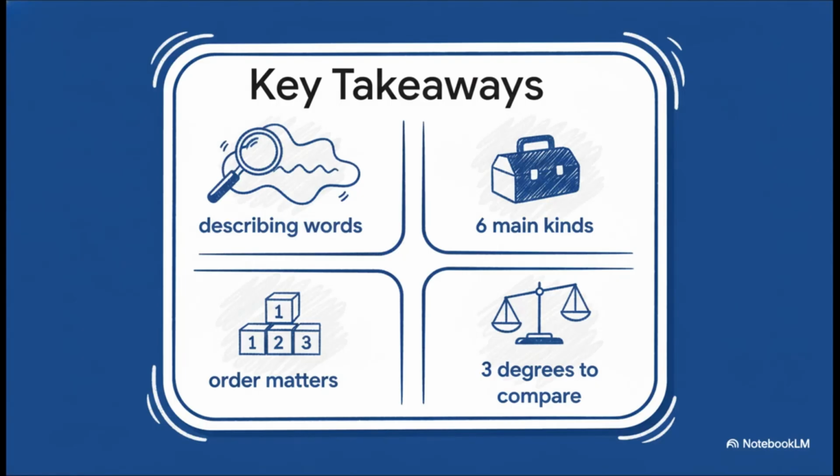So let's just do a super quick recap. Number 1, adjectives are your detail words. 2, you've got 6 different types in your toolbox. 3, order matters when you use more than one. And 4, they have 3 levels of power for making comparisons. If you can remember those 4 things, you're golden.